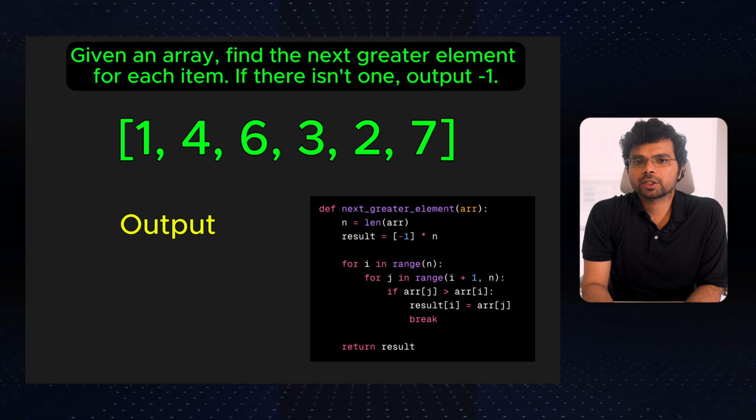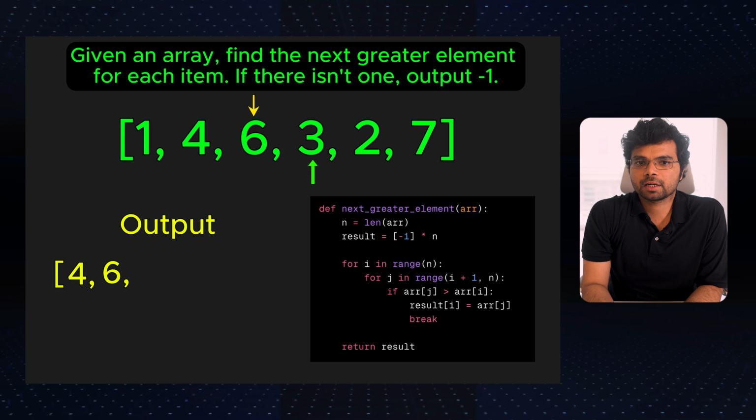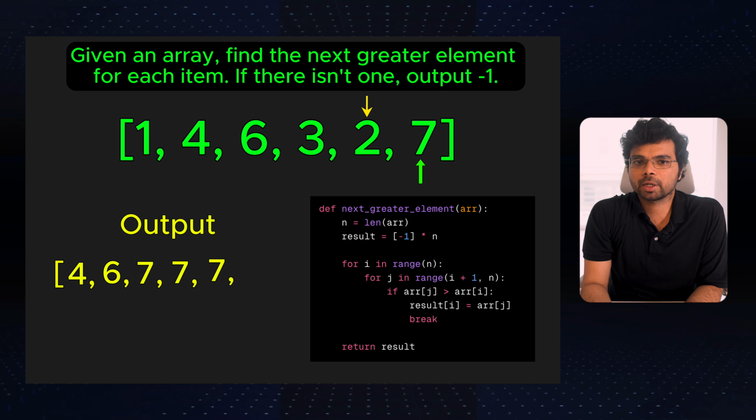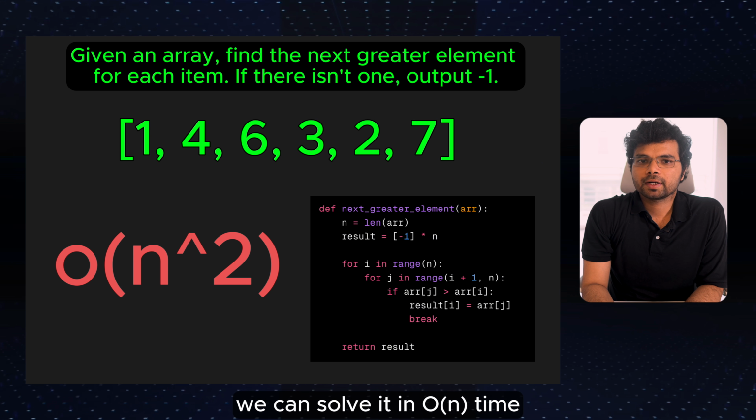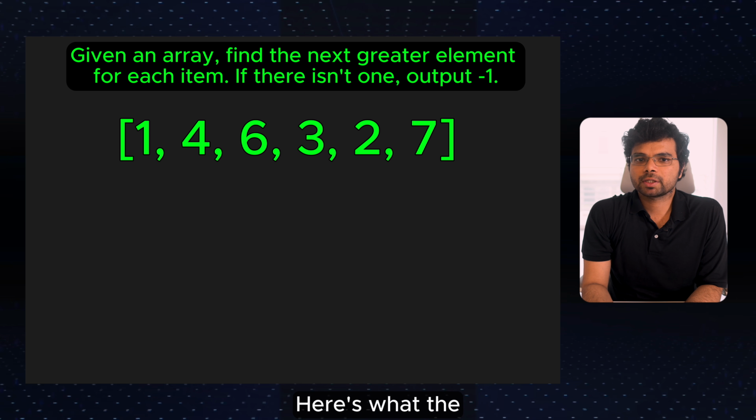A brute force approach is to use a nested for loop to check all the elements to the right of each item until you find a bigger one. But this can take up to O of n squared time. We can solve it in O of n time by using a stack. Here is what the algorithm looks like.